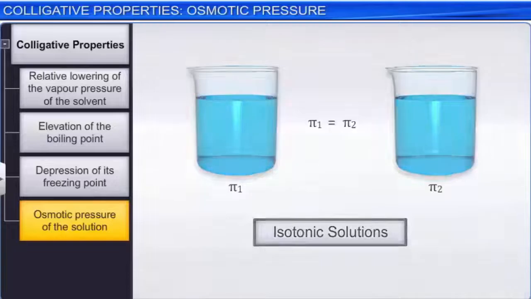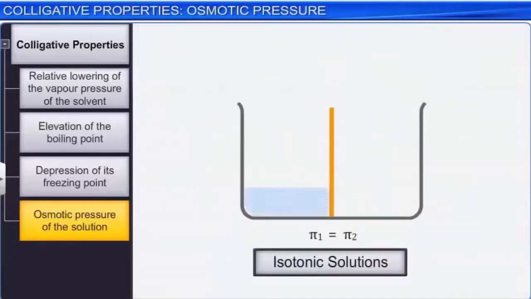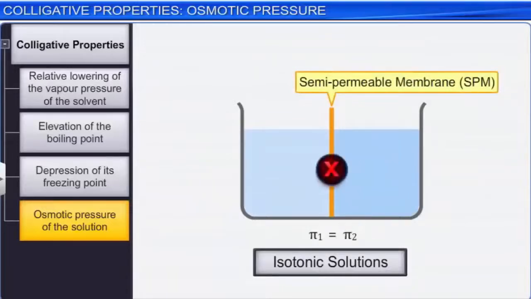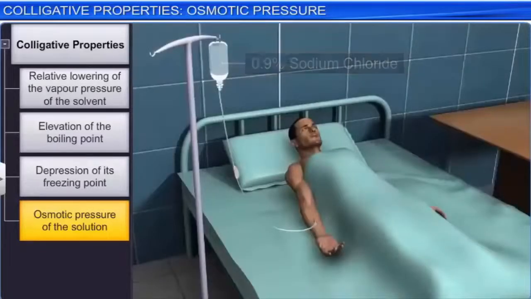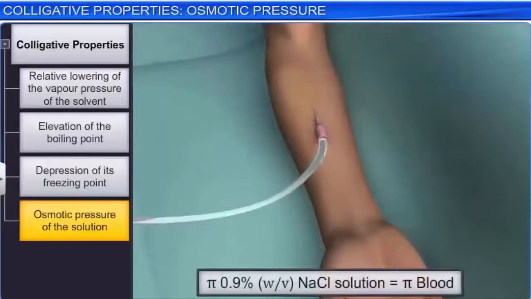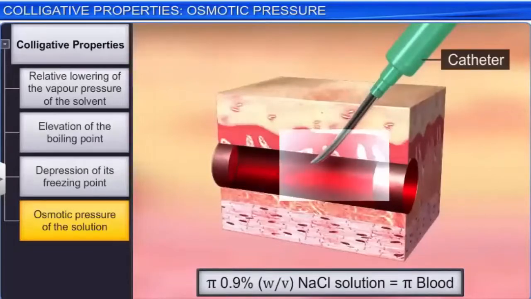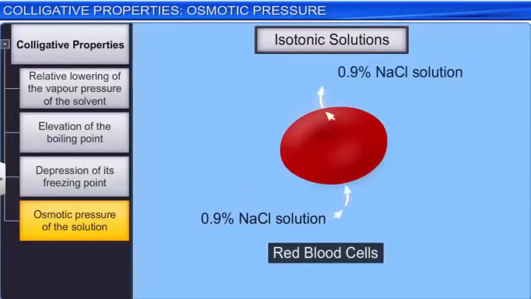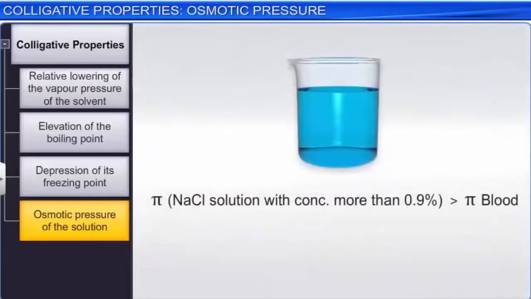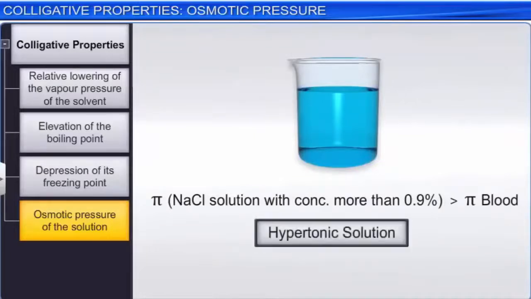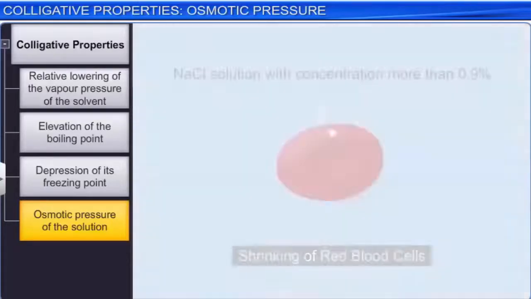When such solutions are separated by a semi-permeable membrane, no osmosis occurs between them. It is because of this reason that in an intravenous injection, 0.9% mass by volume sodium chloride solution, called normal saline solution, is used, since it is isotonic with the fluid inside the red blood cells. A pure sodium chloride solution with the concentration more than 0.9% mass by volume is called a hypertonic solution. And red blood cells shrink when placed in this solution.